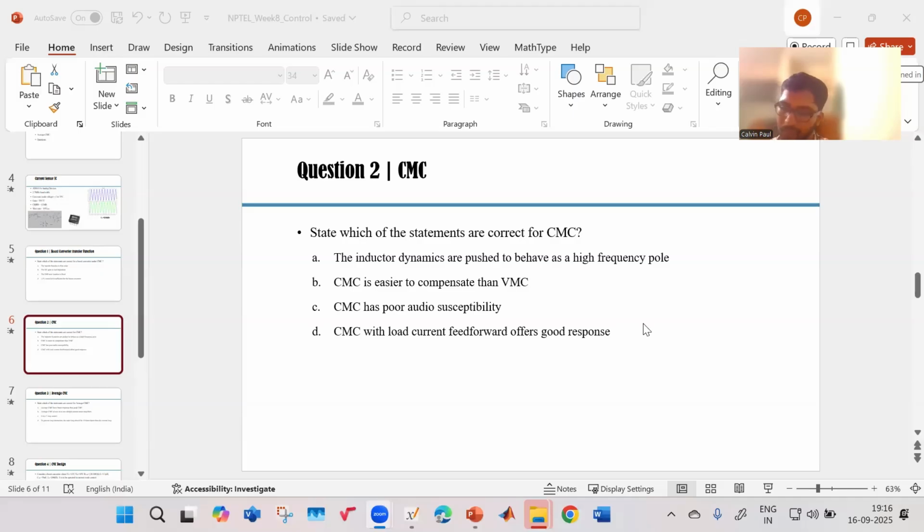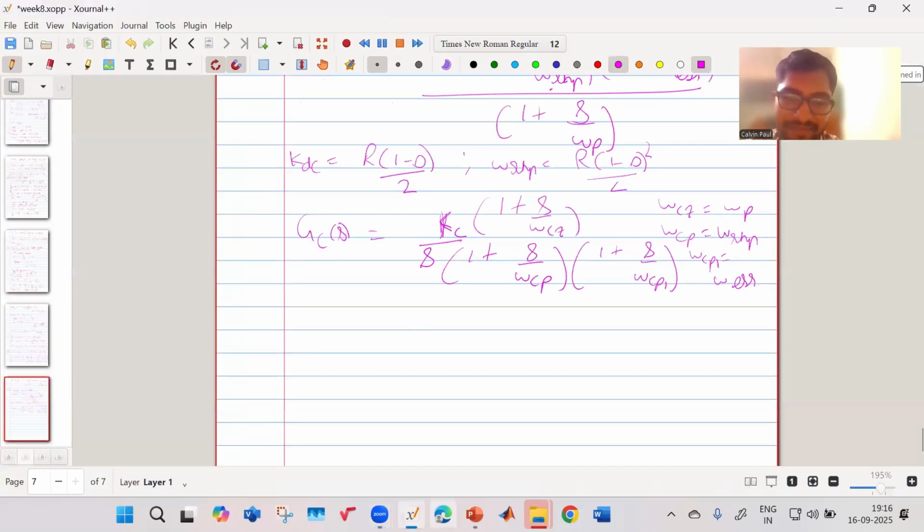Then since it is load dependent, we need load feed forward to improve the performance. Yeah, fantastic. You got it right. Okay. So I think the ladies are not answering, but let's see. So let me just recap what Arun has stated.